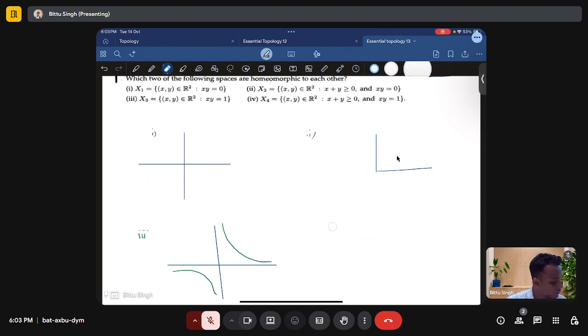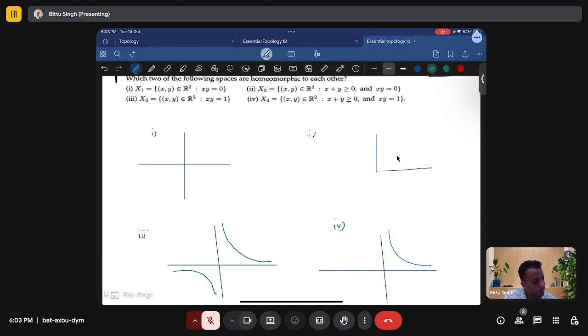And problem number 4, here this additional condition x plus y is given. That means we need to consider that first quadrant. So only this part will be there, right? So those are the given regions. Now we need to see which of the following are homeomorphic.